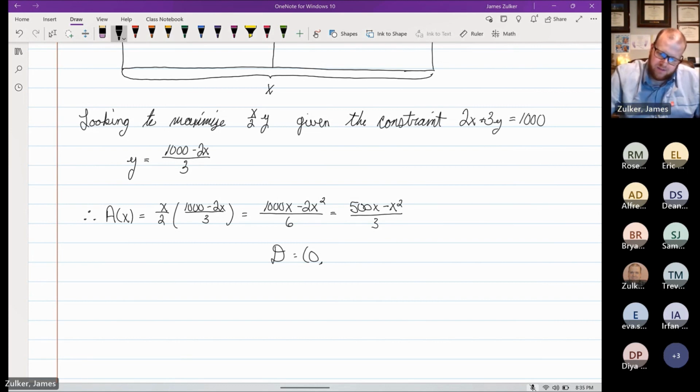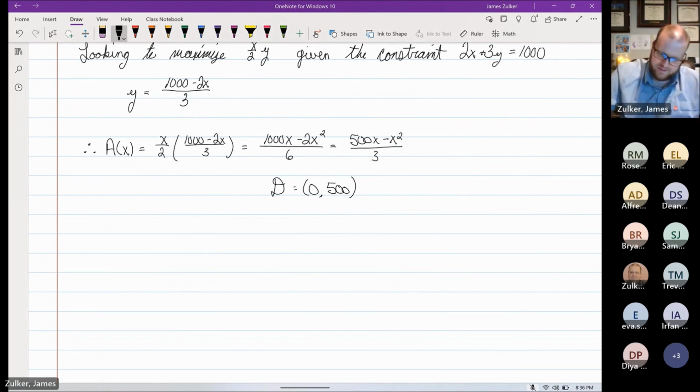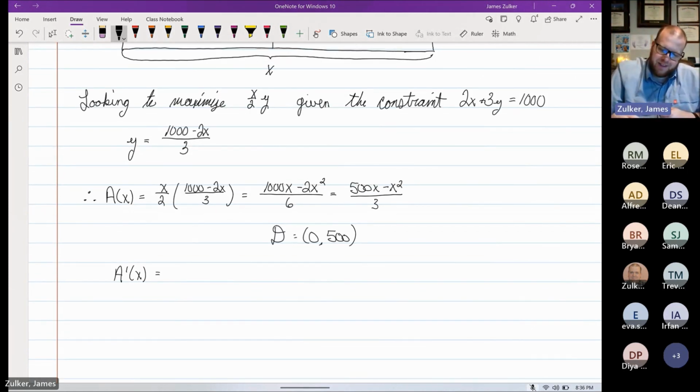If y is 0, then x would have to be 500. Right? So how I got this is, if y was 0, what would x have to be? It would have to be 500. But y is not going to be 0. It can approach 0, but will never actually hit 0. So x is approaching 500 in that case.